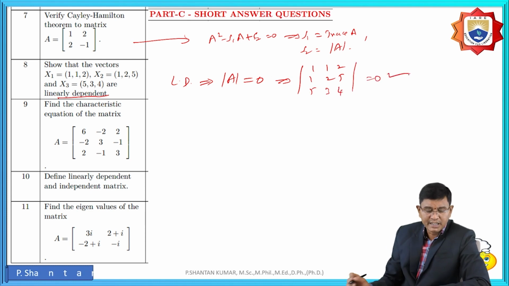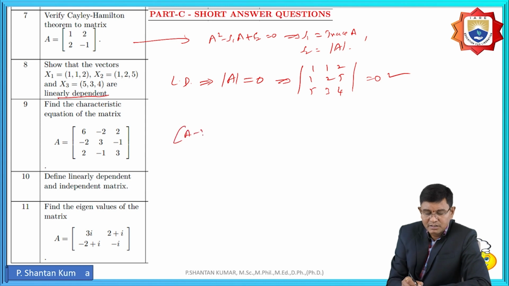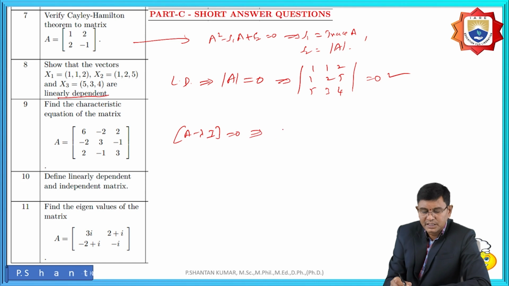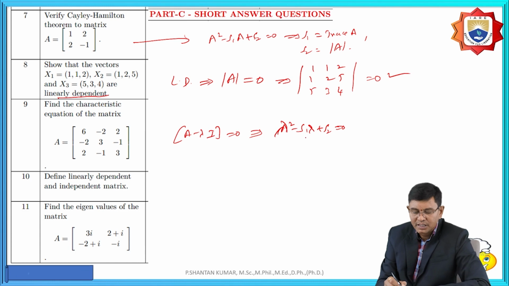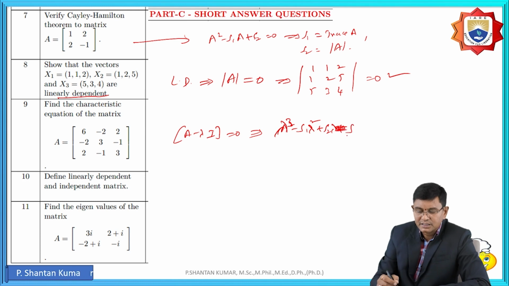Find the characteristic equation. We need to find the determinant of A minus lambda I equal to 0. That is lambda square minus s1 lambda plus s2 is equal to 0. For a 3 by 3 matrix, lambda cube minus s1 lambda square plus s2 lambda minus s3 is equal to 0.